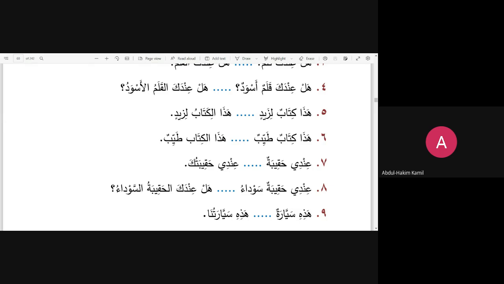Tayyib. Barakallahu feekum. Let's continue. Indi haqibatun. I have a bag. Indi haqibatuka. I have your bag. This kaf made that word ma'rifa, definite, the kaf. The damir muttasil makes it definite.